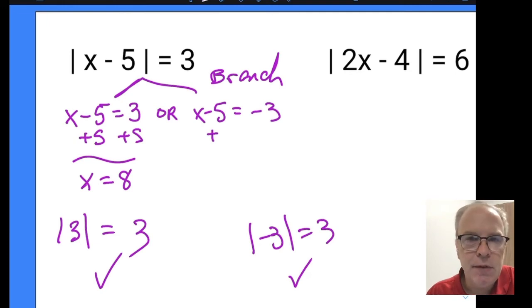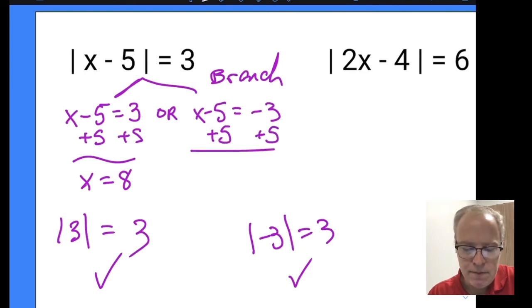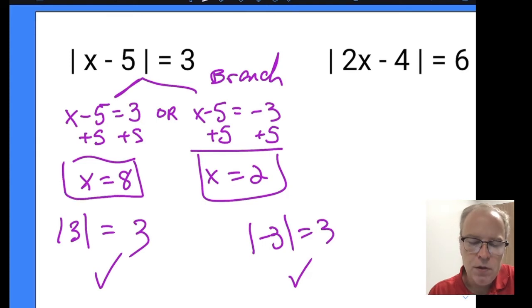Now you might think negative 8 is the other answer. That's a common mistake, to jump to the assumption, and it's not. Watch, add 5 to both sides, x equals 2. There's your 2 answers. So you have to branch it out into 2 equations, and then you work them out using the both sides work that you learned in Algebra 1.